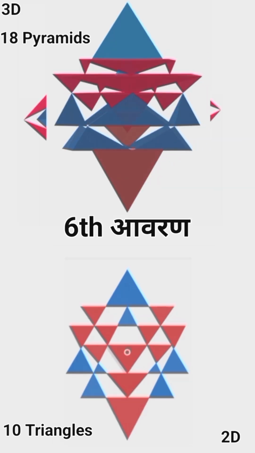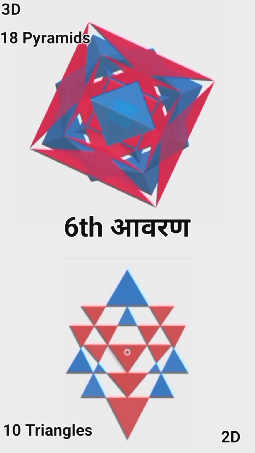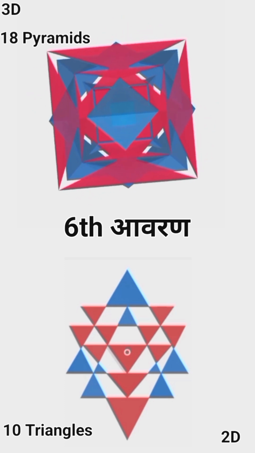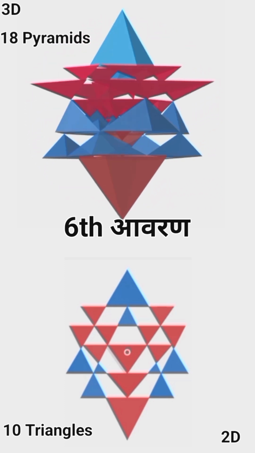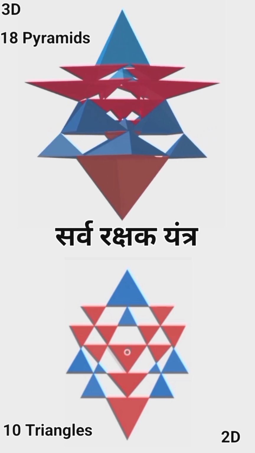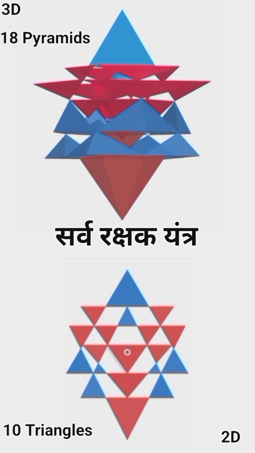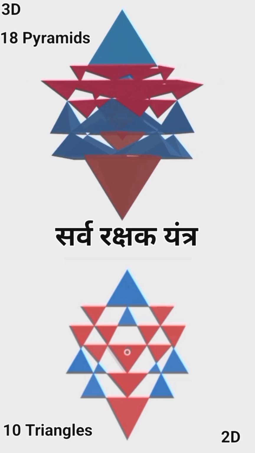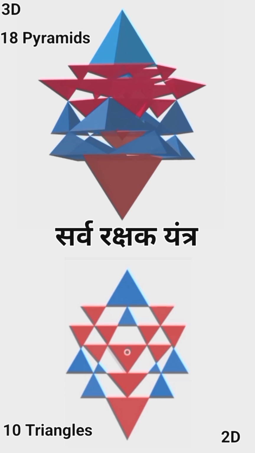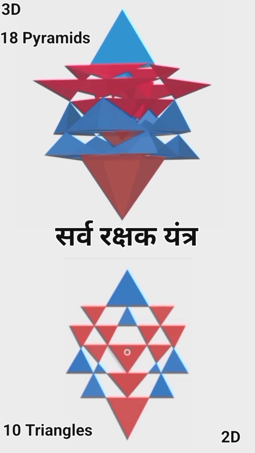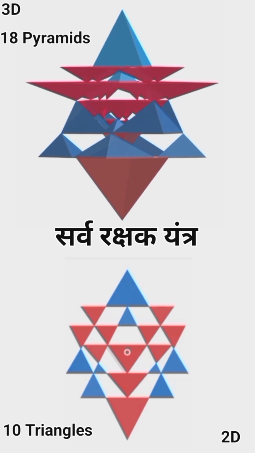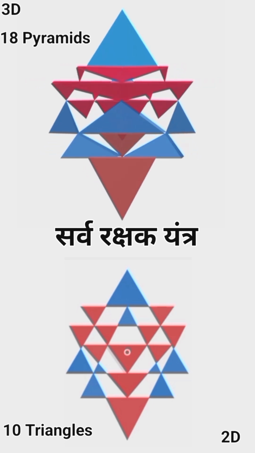The sixth avarana again has the inner 18 pyramids. In two dimensions, there are inner 10 triangles. Here he starts looking inwards. His attachments are dissolving. He is now establishing himself in his spiritual journey. He overcomes his many fears. He feels very safe at the feet of the deities. He understands what can bind him to the outer physical world. He is ready to cut the cords which are still keeping him attached.